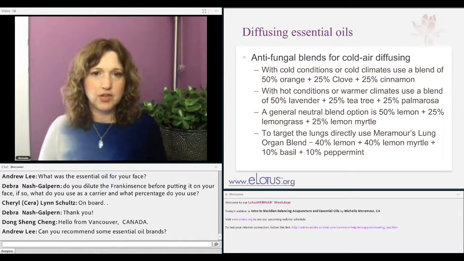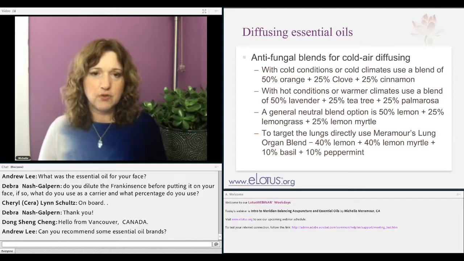A general neutral blend option too is 50% lemon, 25% lemongrass, and 25% lemon myrtle. This is really helpful for lung congestion and if people have a lot of phlegm in their lungs.